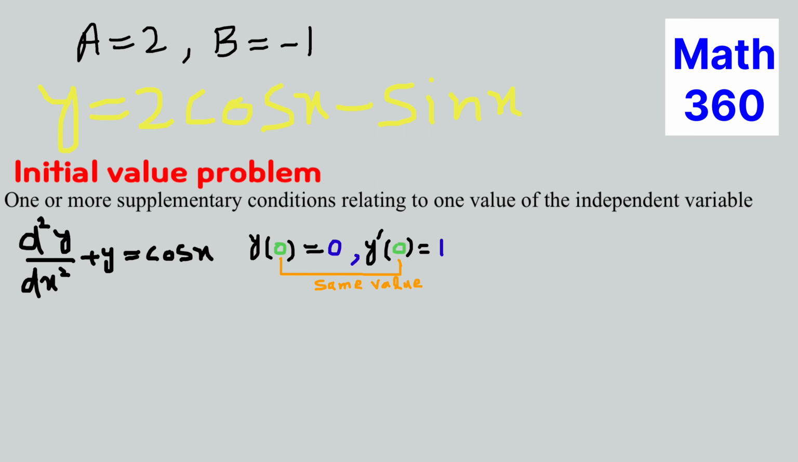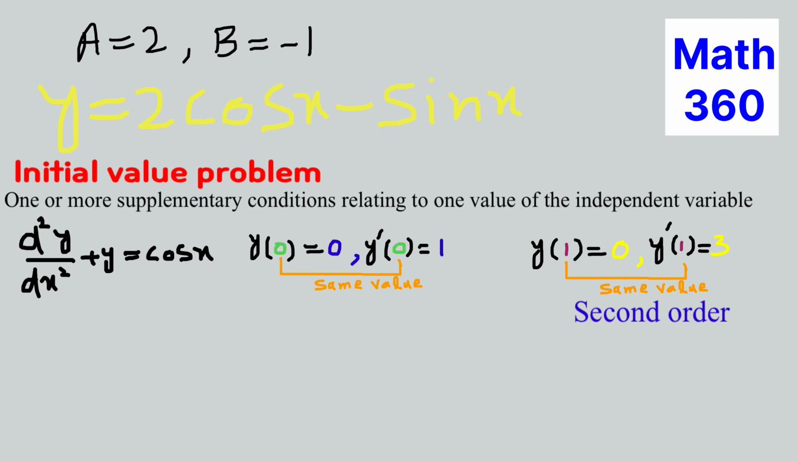Or another initial value problem, y(1) is equal to 0 and y prime (1) is equal to 3, where the value of the independent variable is 0 at both values in the first case. Similarly, the value of the independent variable is 1 at both values in the second. Since this is a second-order differential equation, we can take only 2 values. If we had a differential equation of third order, we would take 3 values for it.